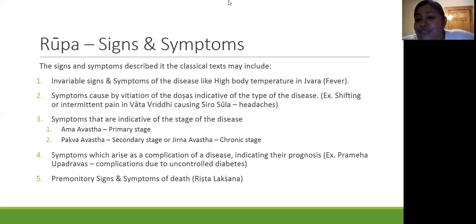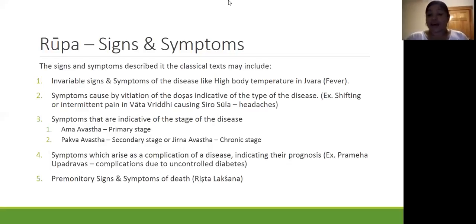Now, the last type of signs and symptoms that we may have is that which is a premonitory sign or symptom of death. Not a premonitory sign or symptom of a disease, but these are indicators that there is a very bad prognosis. And these are known as Rishta Lakshanas. There are great long chapters towards the end of Ashtanga Sangraha, in Ashtanga Hridaya at the end of Sharirasthana, and in Charaka Samhita at the end of the second volume in Indriyasthana. And they talk about all the different signs that indicate imminent death.